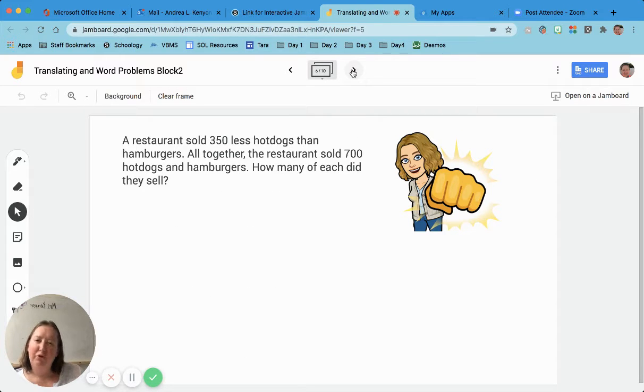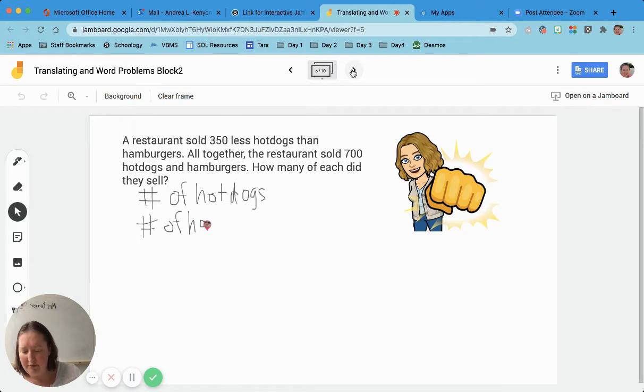A restaurant sold 350 less hot dogs than hamburgers. Altogether, the restaurant sold 700 hot dogs and hamburgers. This part right here, how many of each did they sell? That's what we want to know. So that's what we're going to set our variable up to determine. So we want to know the number of hot dogs, and we want to know the number of hamburgers.